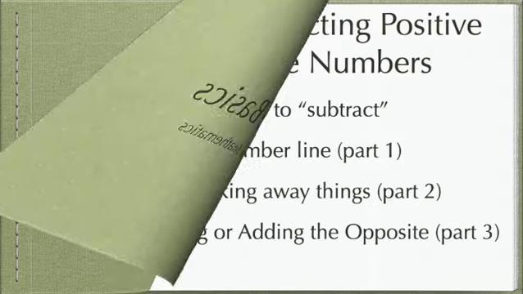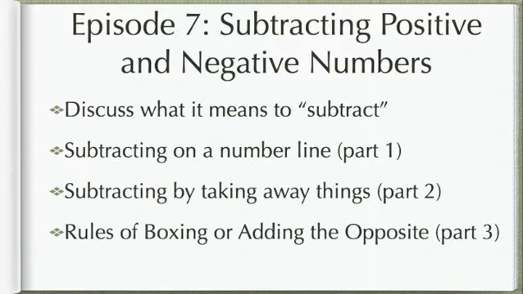This is episode 7, and I'm going to break it up into 3 parts because otherwise it's going to be quite long. Anyway, we are subtracting positive and negative numbers. So in the first episode, we are going to discuss what it means to subtract, and then we're also going to be looking at subtracting on a number line. There are 2 different ways to look at subtraction on a number line.